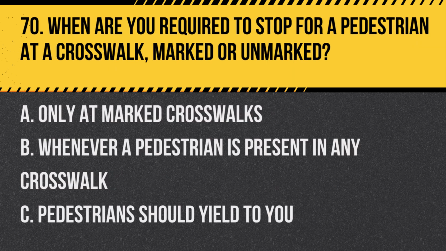Question 70. When are you required to stop for a pedestrian at a crosswalk, marked or unmarked? A. Only at marked crosswalks. B. Whenever a pedestrian is present in any crosswalk. C. Pedestrians should yield to you. Answer: B. Whenever a pedestrian is present in any crosswalk, drivers must always yield to pedestrians.